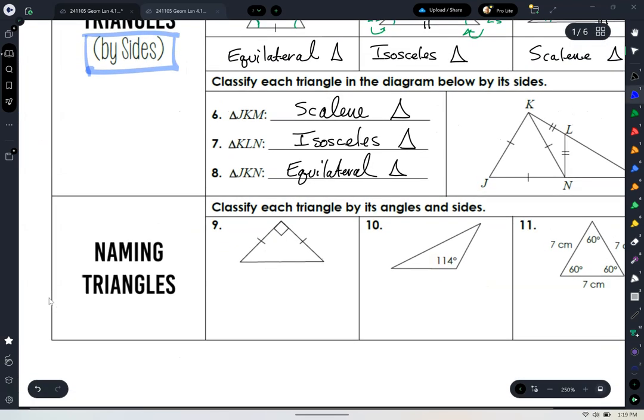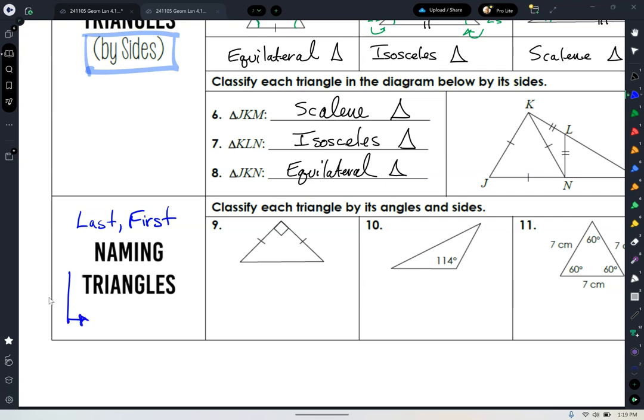Now, let's put the whole thing together. When we name triangles, it's like when I run an attendance list or a roster for my class, I have it set up so that it goes last name, comma, first name. That's how I sort you guys so that I can keep track of everything. Well, the same thing goes with naming triangles. There's a particular way that we do that. We name it angles, comma, sides. That's the naming technique that we use for naming triangles.